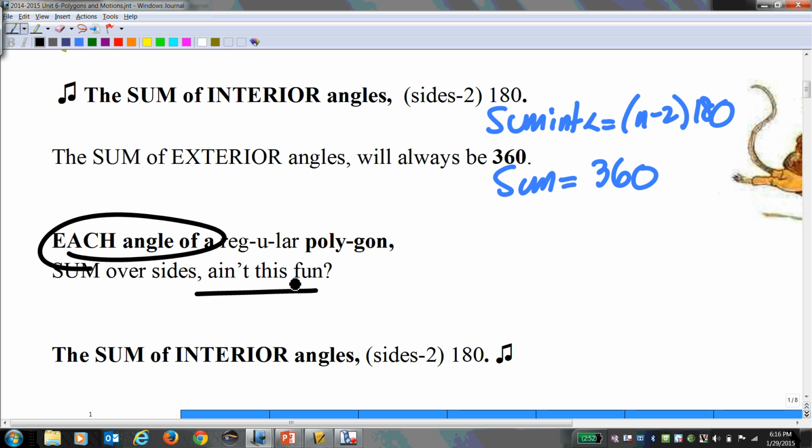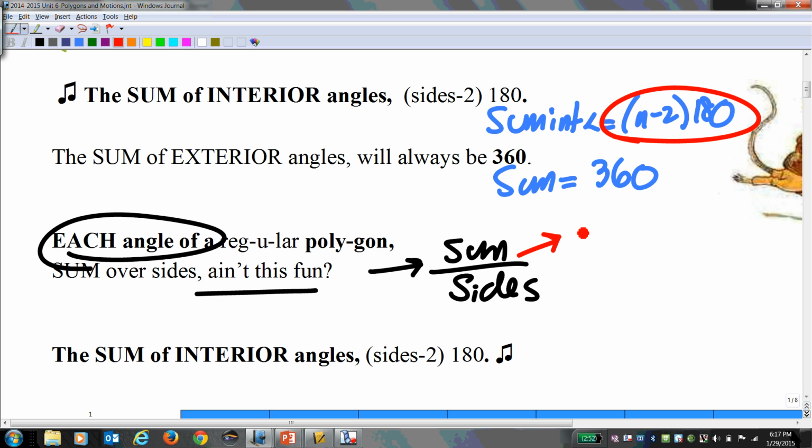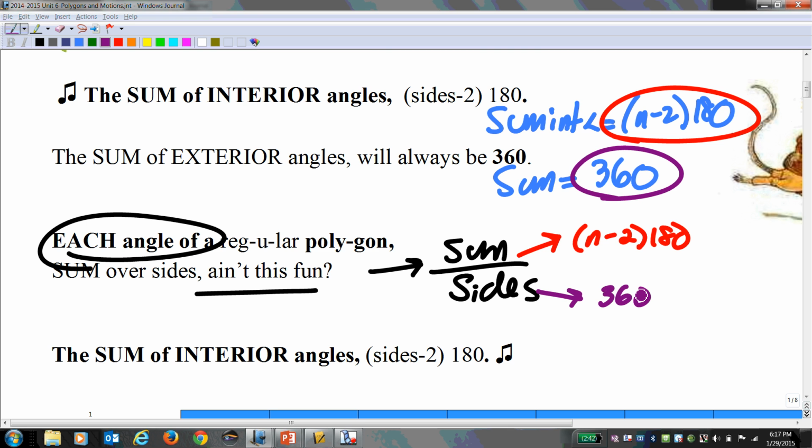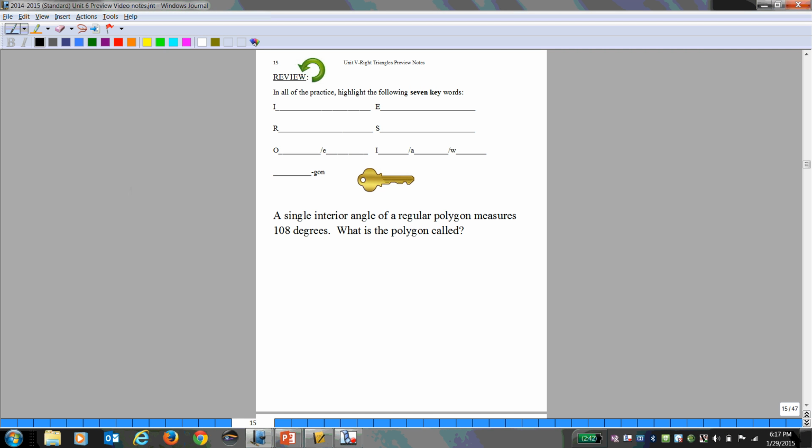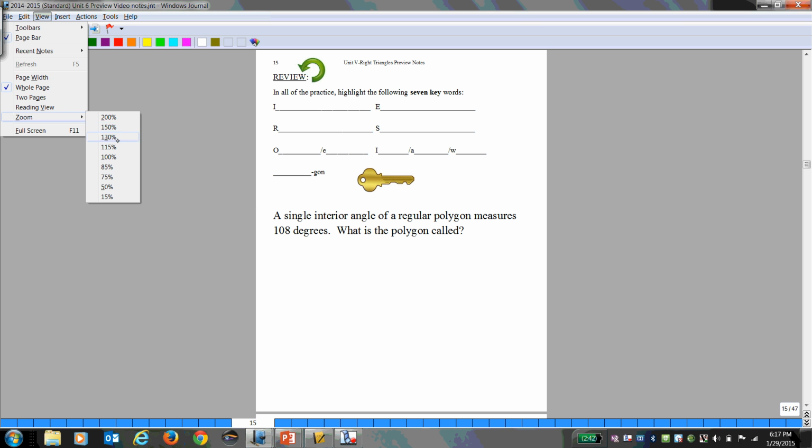To get a single angle, it's sum over sides, which technically is two equations because there's one sum, which is sides minus 2 times 180, and then there's another sum, which is always 360. So technically there's four equations there that we learned last class dealing with angles of a polygon. Taking a look here, here's an example we learned. Let's do this one together.